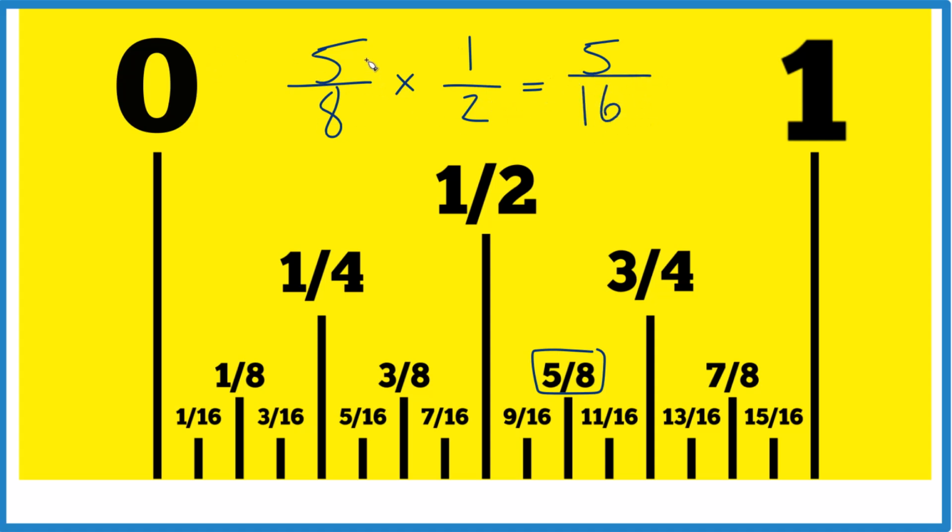So that's it. This is Dr. B finding 1/2 of 5/8 on a ruler or a tape measure. The answer is 5 16ths.